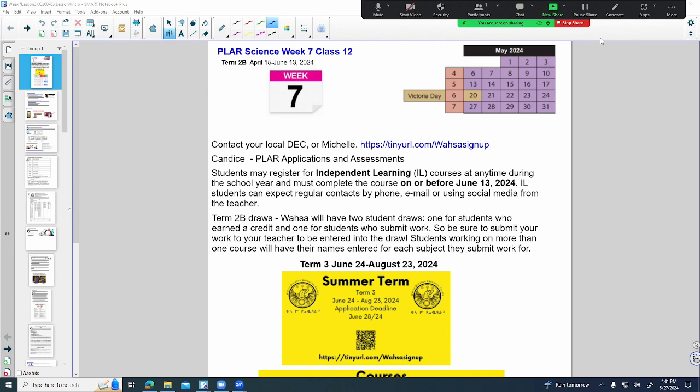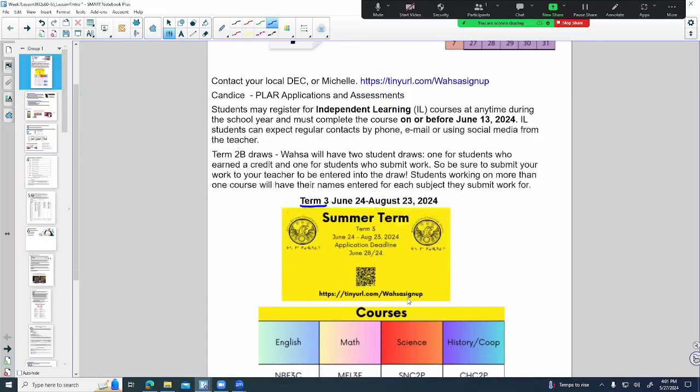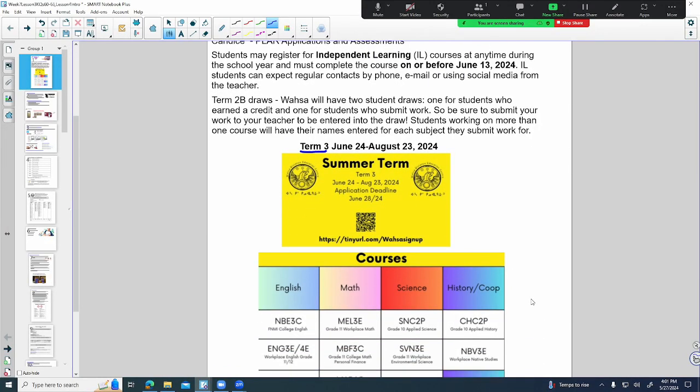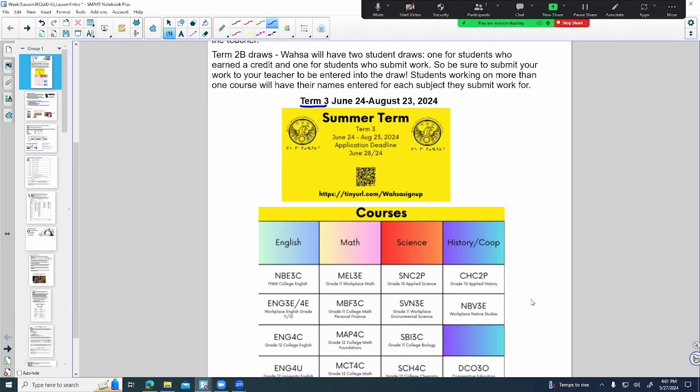Just a reminder to students that if you would like to apply for term 3, that's June 24th to August 23rd, we have some courses available. We have English, math, science, history, and co-op. If you're looking to apply for English, there's NBE 3C, ENG 3E and 4E, 4C and 4U. For math, there's the grade 11 workplace math, MEL 3E, MBF 3C, MAP 4C, MCT 4C.